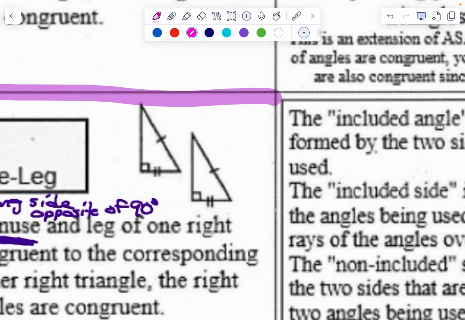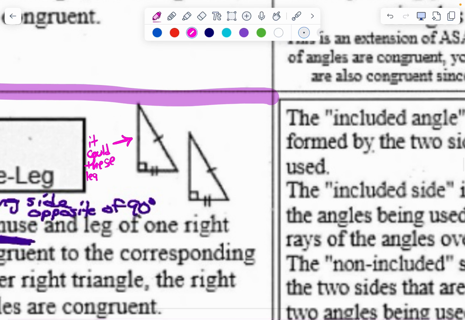Okay, also note, maybe put this on there. It could be these legs also. In other words, it doesn't have to be the short leg. So it could be those legs too. But it's not just any leg, it has to have the hypotenuse be one of them. You're going to see what I mean by using all of these as we work through today.